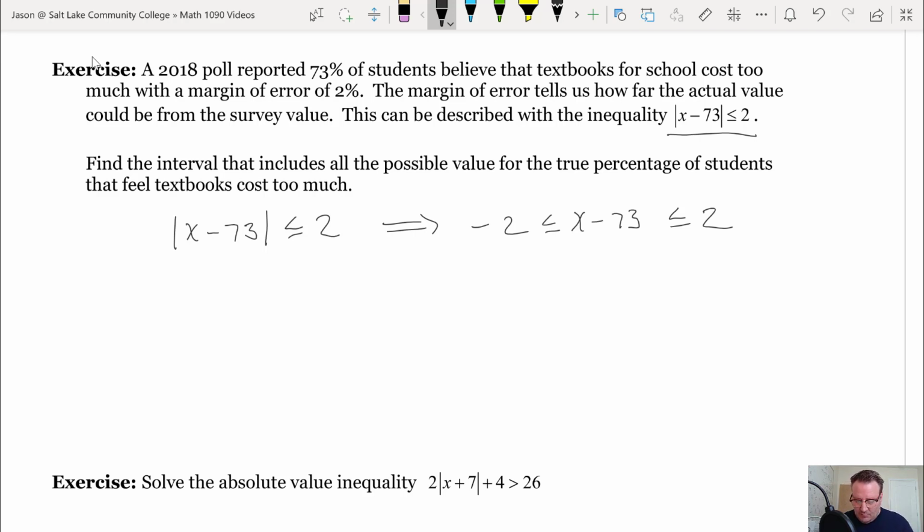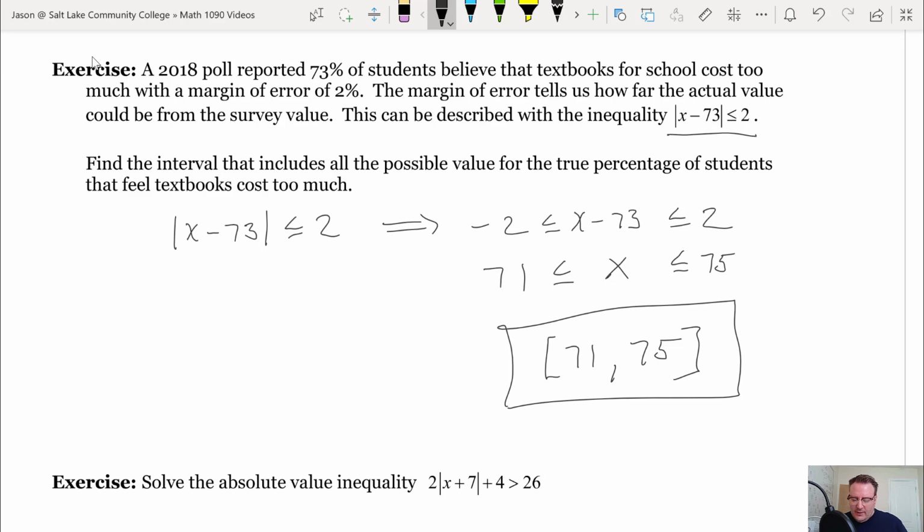And now we solve this compound inequality by adding 73 to all three portions of it. And what are we going to get? 2 plus 73 is 75. X minus 73 plus 73, of course, gives us x. And then 73 minus 2 is 71. Okay, and so there we see that in inequality notation, x has to be between 71 and 75, or in interval notation, we would use the closed interval from 71 to 75.